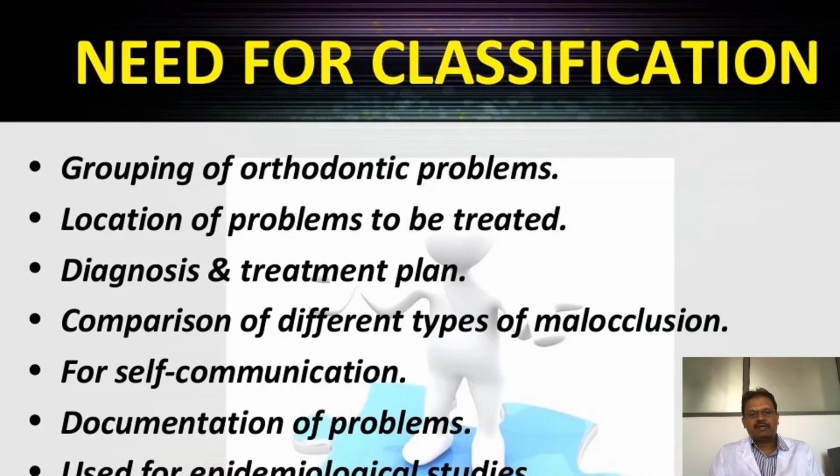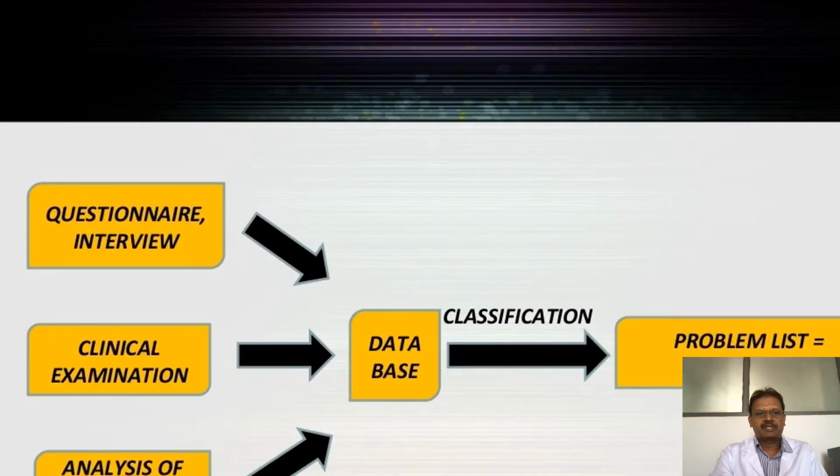So what is the need for classification? We'll discuss that. Basically, any classification, whether it is Angle's, malocclusion or any other classification, helps us group the orthodontic problems and locate the problems to be treated. So grouping of orthodontic problems, the location of problems to be treated, diagnosis and treatment plan, comparison of different types of malocclusion, self-communication, documentation of the problems, patient treatment protocol, and prognosis. For all these things we need a system of classification.